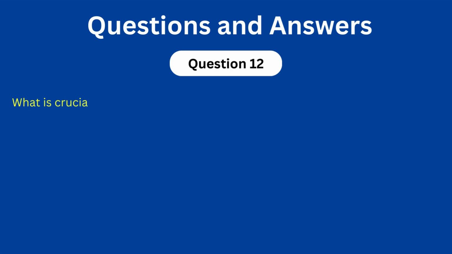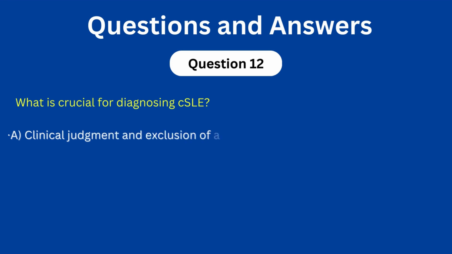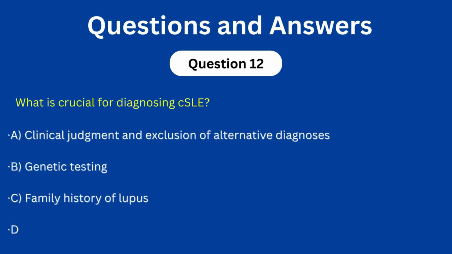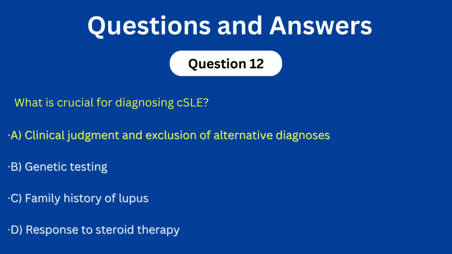Question 12. What is crucial for diagnosing childhood systemic lupus erythematosus? A. Clinical judgment and exclusion of alternative diagnoses. B. Genetic testing. C. Family history of lupus. D. Response to steroid therapy. The correct answer is A.